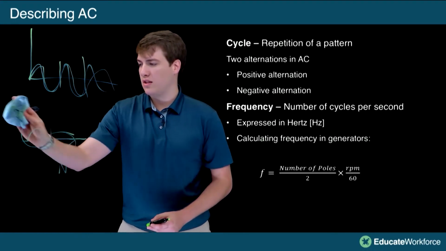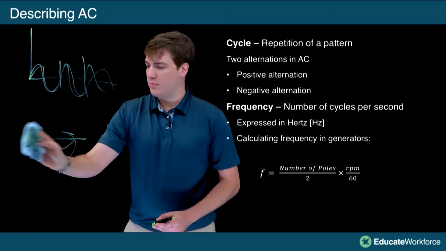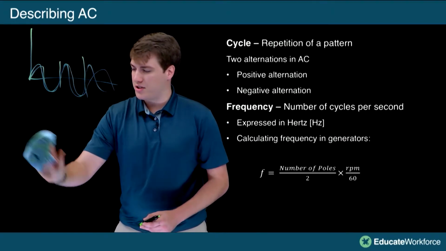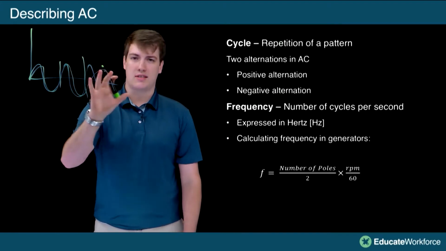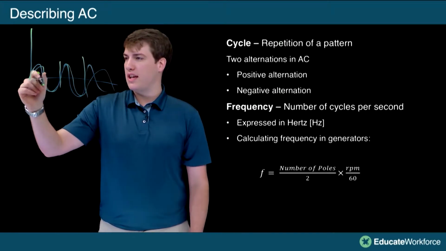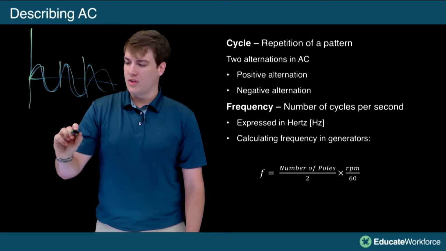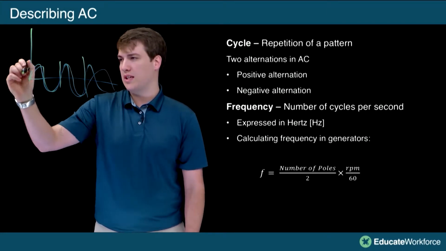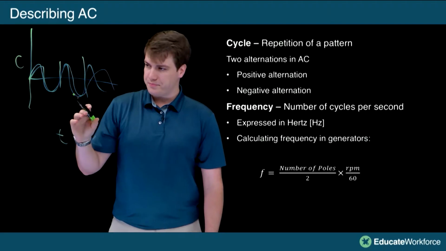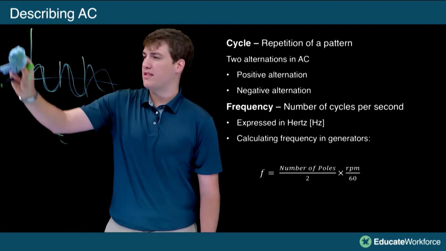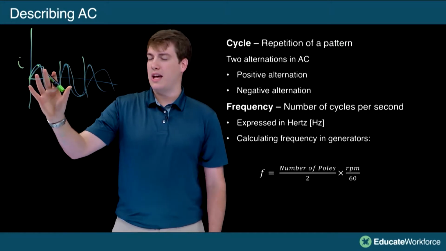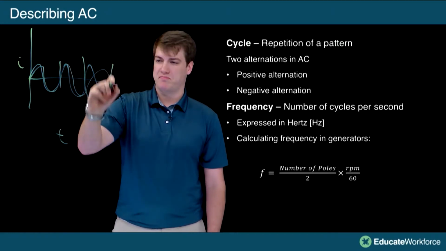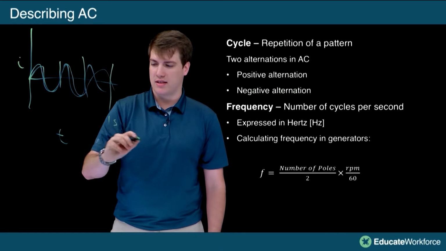Frequency is kind of dependent on our generator speed, but what it is, is how many times we get these cycles within a second. So let's say, again, this is time, and this is current, which I should probably designate with an I. So we have 3 cycles. Let's say, for sake of argument, this is 1 second.